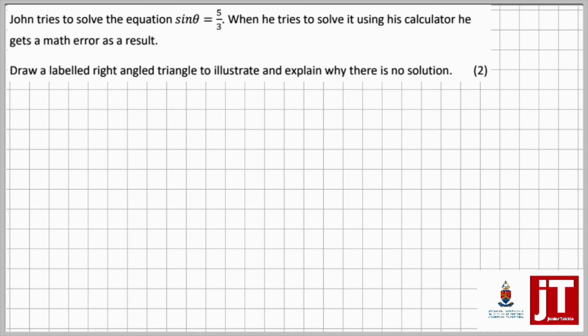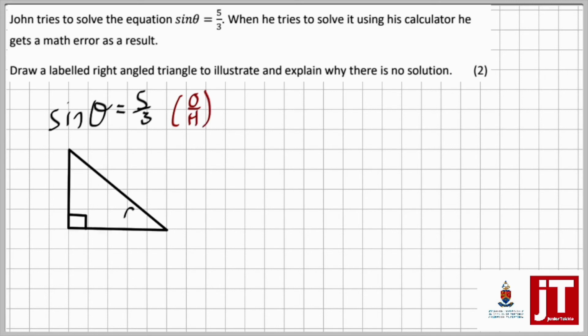Now why is that? Well, I'm guiding you into that. Draw a labeled right-angled triangle to illustrate and explain why there is no solution. Try it yourself. Use SOHCAHTOA. Use the knowledge you've got. Draw that right angle quickly. Let me work with you. If I look at sine of theta being 5 over 3, according to SOHCAHTOA, that is opposite over hypotenuse. So in a right angle triangle, yours could have been flipped around, it doesn't matter, but the opposite would be 5 and the hypotenuse would be 3.